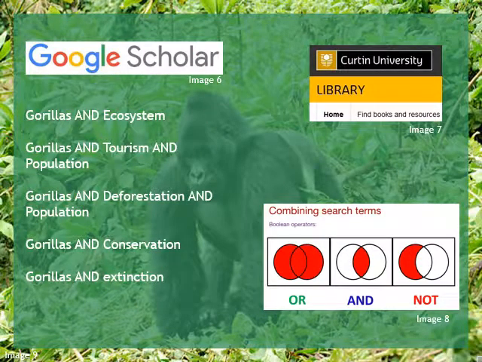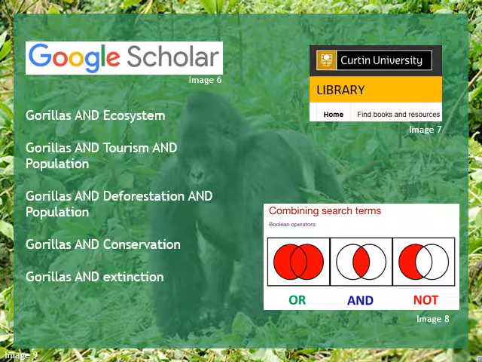I began my research for this inquiry by conducting a basic Google search on the topic, the impact of humans on the mountain gorilla population of Africa. I then used these results to narrow my search to some basic keywords. I used Google Scholar as well as the Curtin University Library website. I used Boolean indicators in my search to help with eliminating sources that were not relevant. The search terms I focused on were gorillas and ecosystem, gorillas and deforestation and population, gorillas and tourism and population, gorillas and conservation, and finally gorillas and extinction.